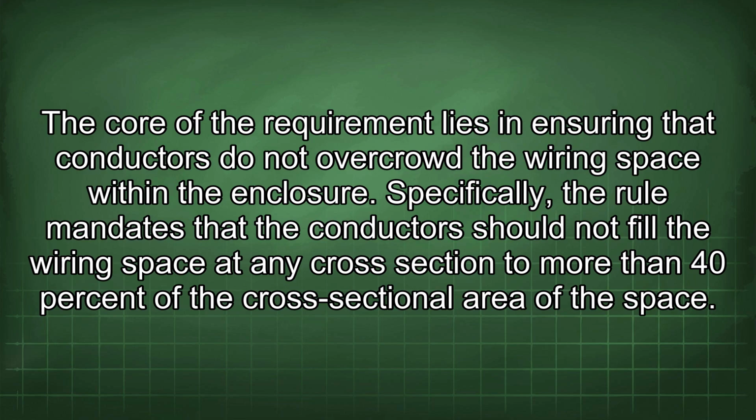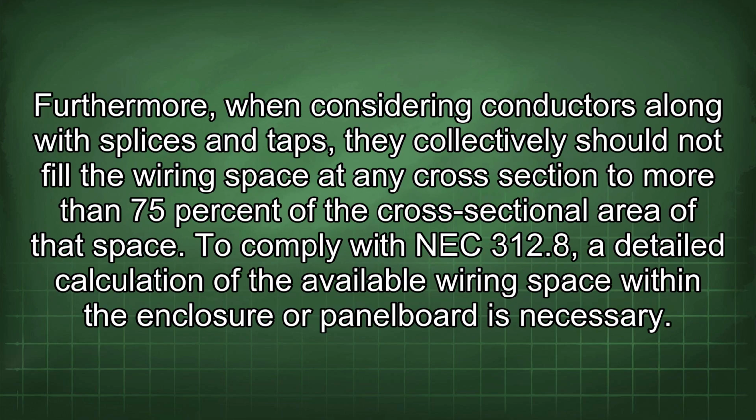Specifically, the rule mandates that the conductors should not fill the wiring space at any cross-section to more than 40% of the cross-sectional area of the space. Furthermore, when considering conductors along with splices and taps, they collectively should not fill the wiring space at any cross-section to more than 75% of the cross-sectional area of that space.